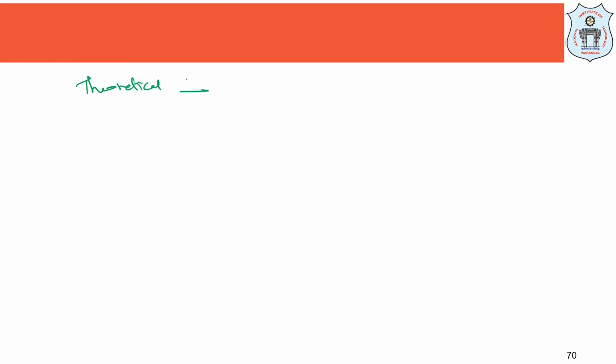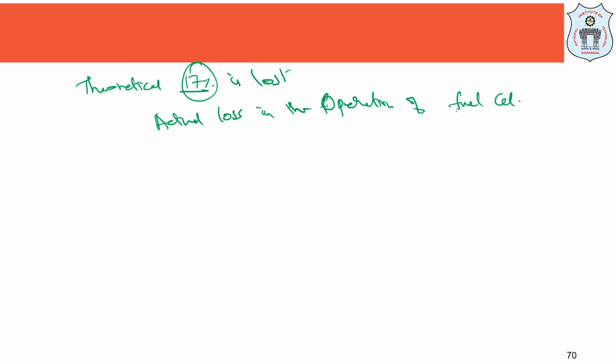Okay, let me say the value 17%. Theoretically, 70% is lost means the actual loss in the operation of the fuel cell will be greater than the 17%, right? Whatever is your x value, 1 minus x value. So I am assuming x equal to some 83 or something. I am writing this. So you verify with your answer.